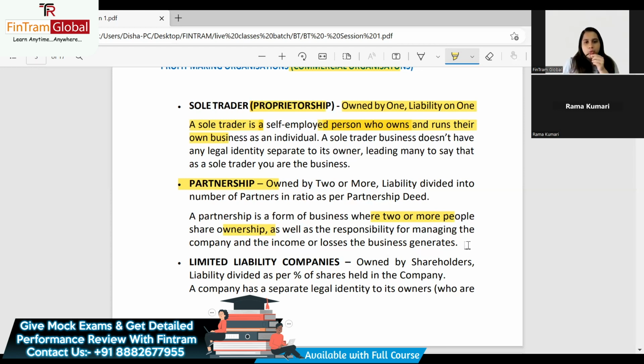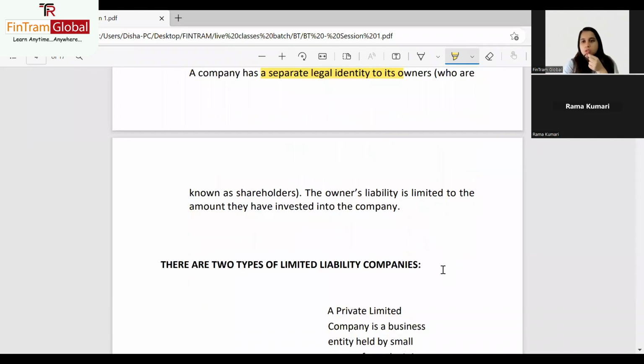So then it would become a partnership. All right. Then moving on to limited liability companies. Now, this is owned by shareholders. And here, the liability is, of course, going to be divided as per the percentage of shares which are held in the company. Now, the main point to remember is that a company has a separate legal identity to its owners, who are the shareholders. So the owner's liability is limited to only the amount that they have invested in the company.